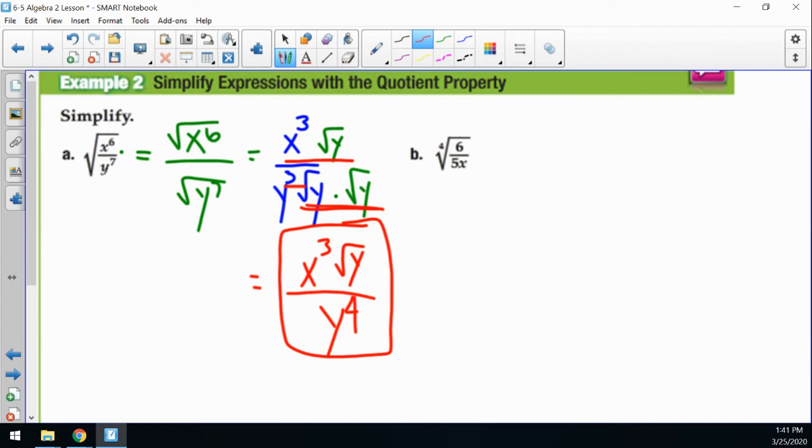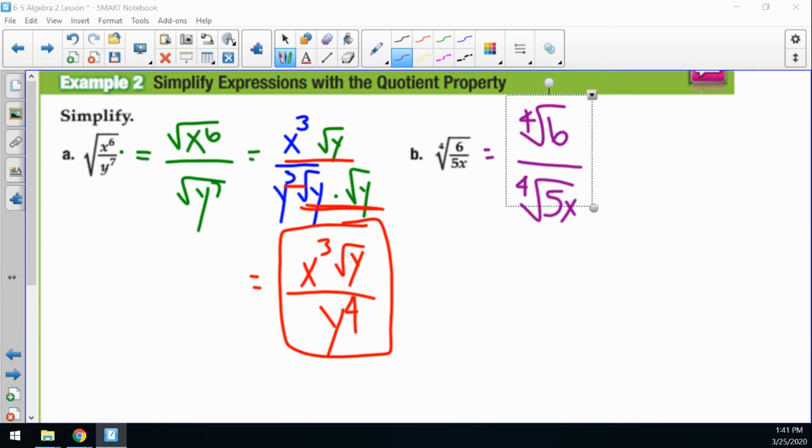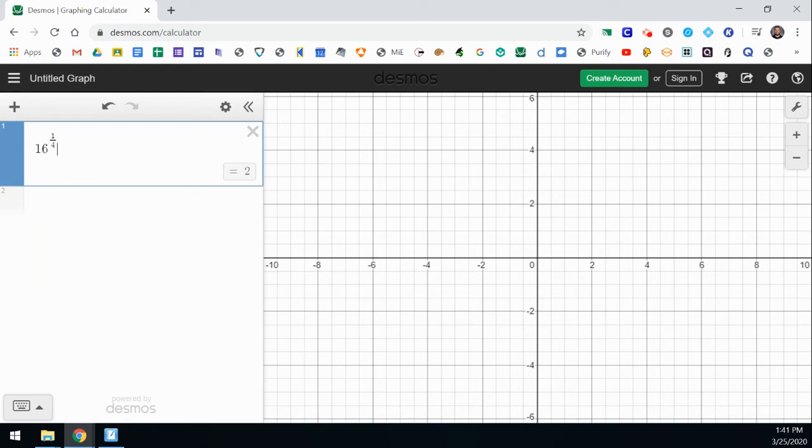Okay? So let's look at letter B. Okay, I'm looking for the 4th root. So I'm going to write that, the 4th root of 6 over the 4th root of 5x. Now, can I take the 4th root of 6? Is that a nice number? Well, let's check decimals, right? So I'm going to say, the nice thing is 1/4. I'm just going to do 6 to the 1/4. And I see that it's a decimal. And so I don't like decimals, right? So I can't do that.